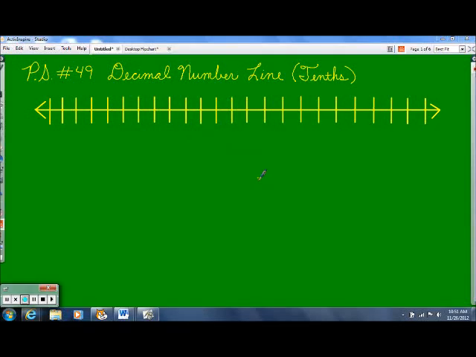All right, boys and girls, today's math lesson is problem set number 49 from your yellow Saxon Math textbook. It actually is two lessons in one. The first part is decimal number line to tenths. So pause the tape, take a moment to write down the lesson title as well as create this number line, which has roughly 21, 22 spots on it.